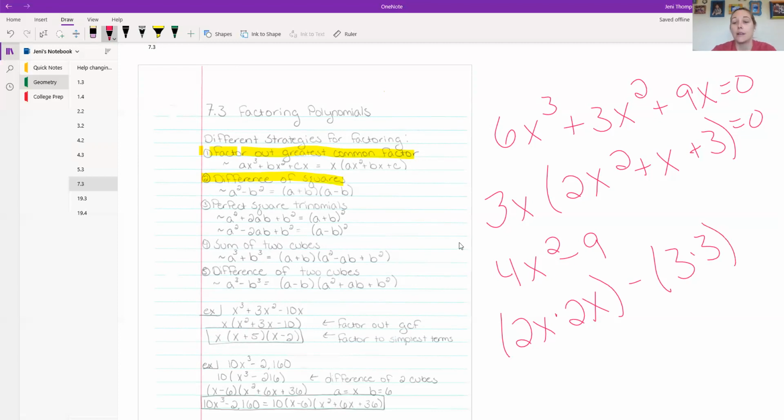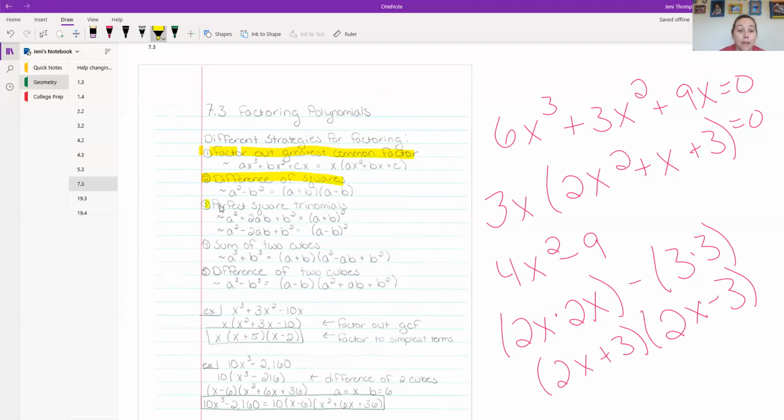So this gets factored into 2x plus 3 and 2x minus 3. That's what this breaks down into. That's the difference of squares.